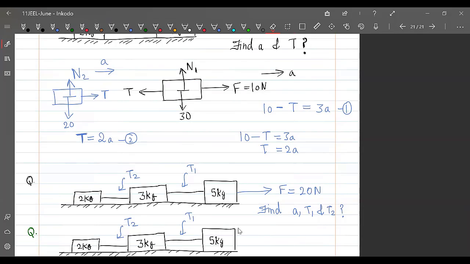The third question I have: the force acting to the right is 50 Newton, and in the leftward direction I have a force equal to 10 Newton. This is F1, this is F2. In this case also you have to find the acceleration, tension in 1 and tension in 2.